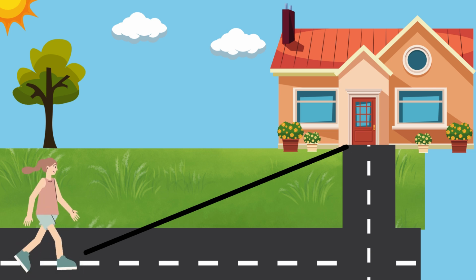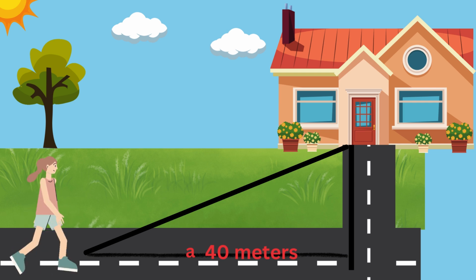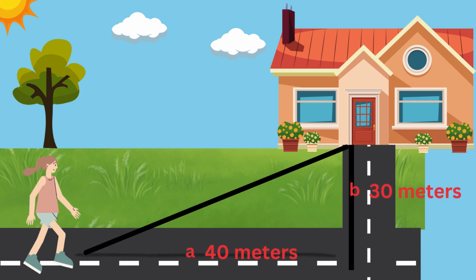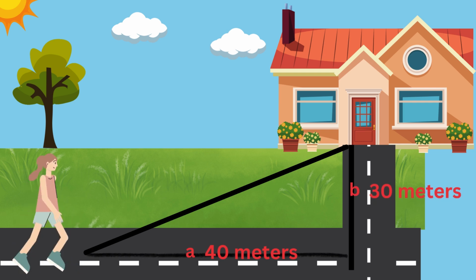Let's define the sides of the right-angled triangle. Walking east, along the sidewalk, is 40 meters, side A. Walking north is 30 meters, side B. The diagonal shortcut is the hypotenuse, side C.